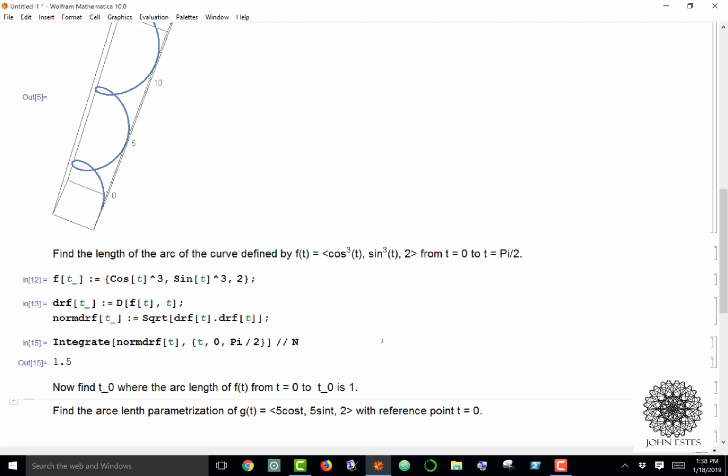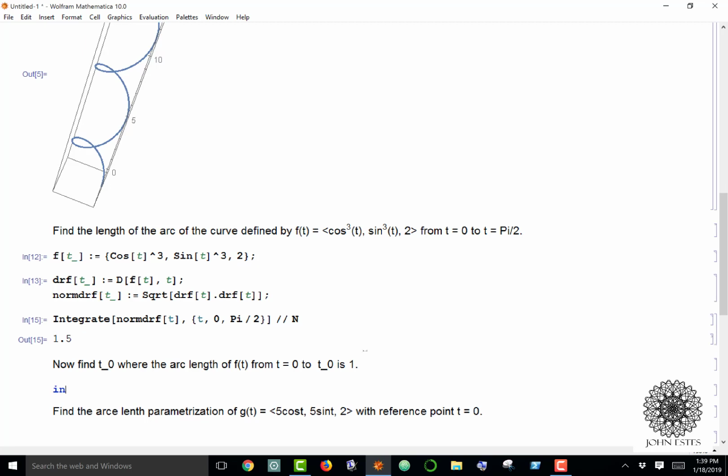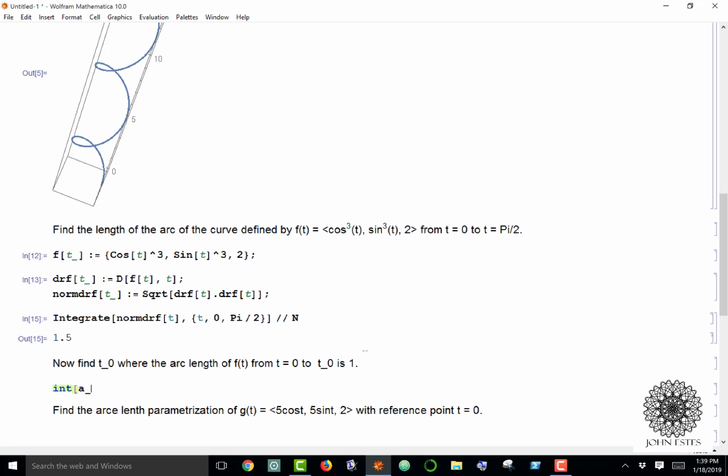What I'm going to do is rewrite this integrate function as a function of a. I'm going to call it int a. I'm going to integrate the norm of t. This time, I'm specifying t goes from 0 to a.